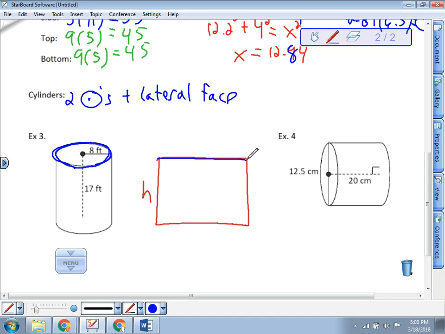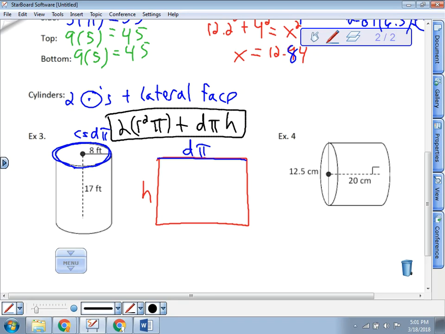So how would I find that? Well, that's actually the circumference, and remember, circumference equals diameter times pi. So this is just diameter times pi times height. So there is actually a formula for these. It's the area of a circle, but there are two of them, so it's radius squared times pi, times 2, plus the area of this lateral face, which is just diameter times pi, times height. So this is the formula for the surface area of a cylinder.